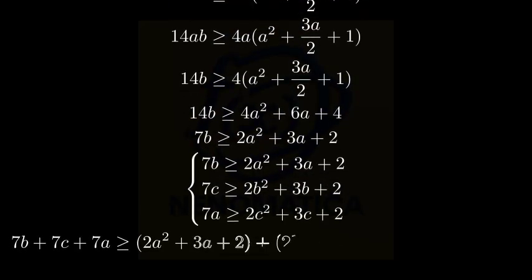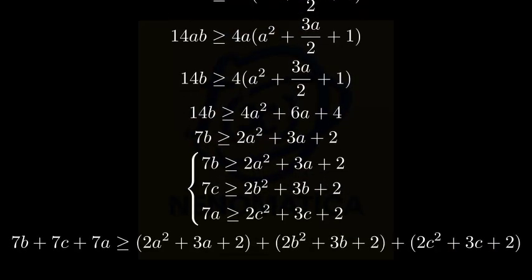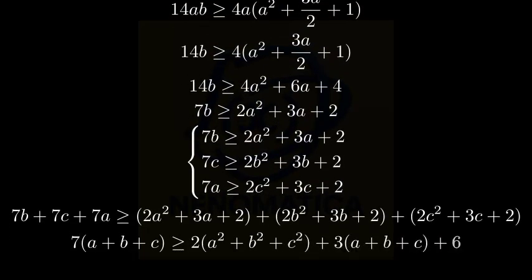Now, let's add these inequalities together. Adding the left sides, we get 7b + 7c + 7a. Adding the right sides, we get 2a^2 + 3a + 2b^2 + 3b + 2c^2 + 3c + 2. Combining like terms, we have 7(a + b + c) ≥ 2(a^2 + b^2 + c^2) + 3(a + b + c) + 6.